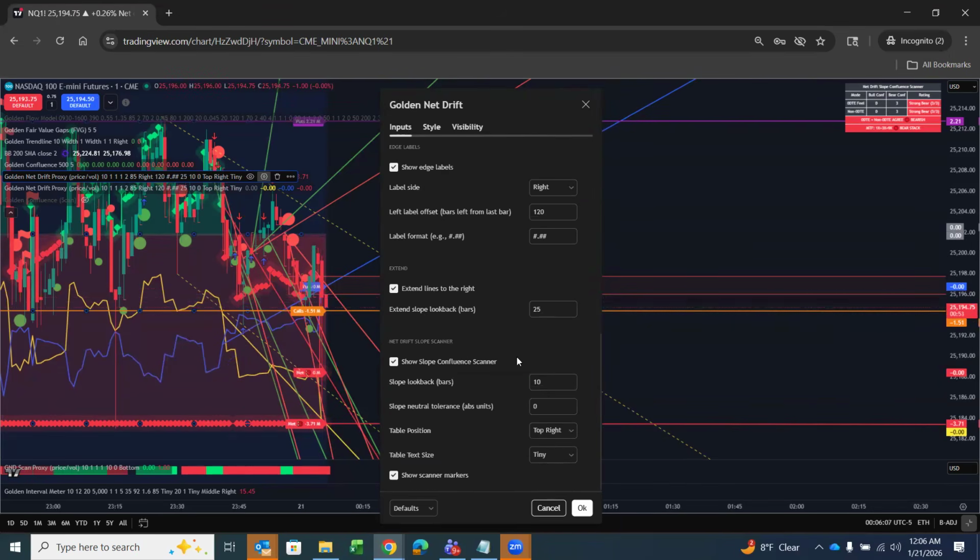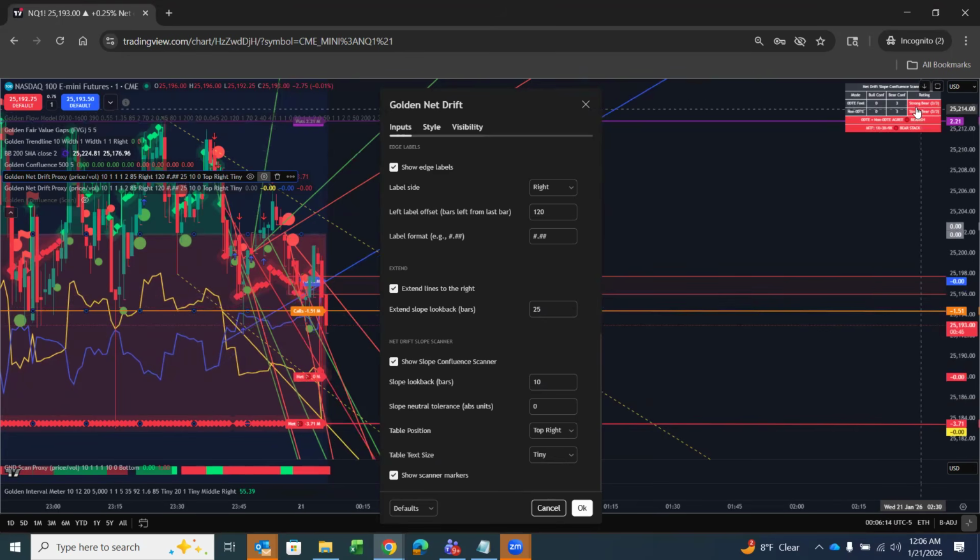I do extend the lines to the right, and that's two slow confluences. It won't matter if it's checked off or not because they account for both zero and non-zero DTE timeframes on the scanner.